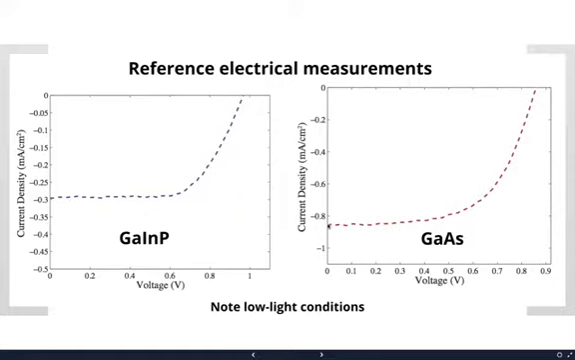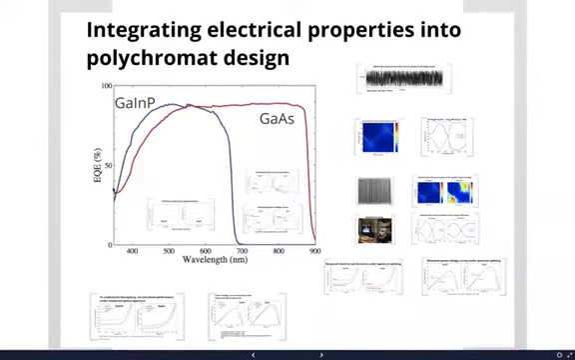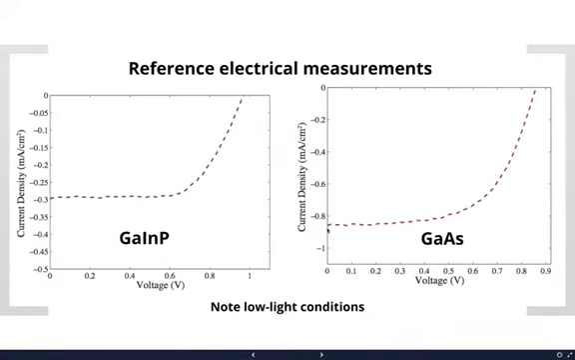Now the short circuit current is a little bit higher for gallium arsenide because you have more photons, right? From this plot, we know that this collects more photons and hence produces more current than this. So the short circuit current density is actually higher for gallium arsenide than gallium indium phosphide, and this is expected.